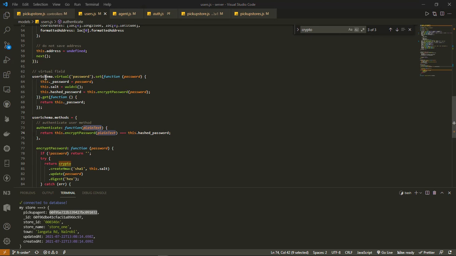So here in this user schema, I've created a virtual field that is underscore password, and it's supposed to check whether the passwords really match. And then I'm creating a salt using the UUID. It's a random ID generator, it uniquely generates an ID. And then I'm hashing the password using the encrypt password function. And then I'm getting the virtual password now.